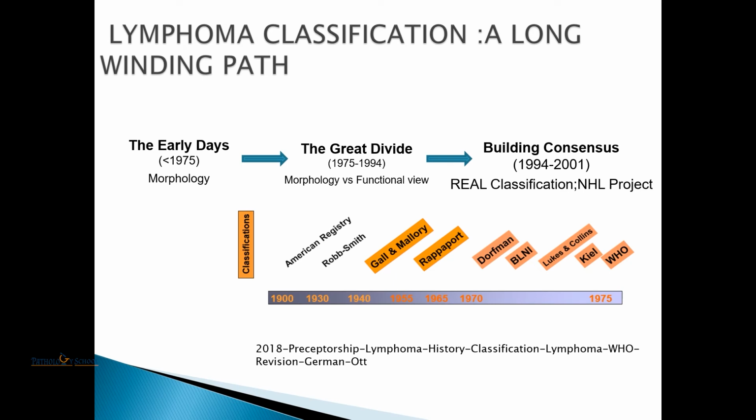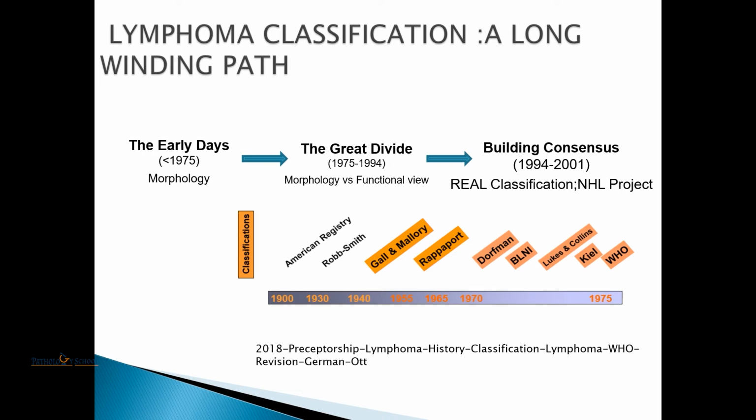Coming to the history of lymphoma classification, from 1900 to 1975, there was no particular classification for lymphoma. Some of the important classifications which were followed by different countries were American Registry classification, Rappaport classification, and Keele's classification. From 1975 to 1994, many attempts were made to standardize the classification, but nobody was ready to accept a single classification. There was a debate whether the basis of the classification should be morphology or functional view.